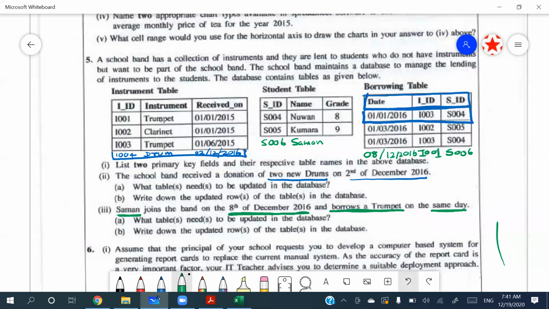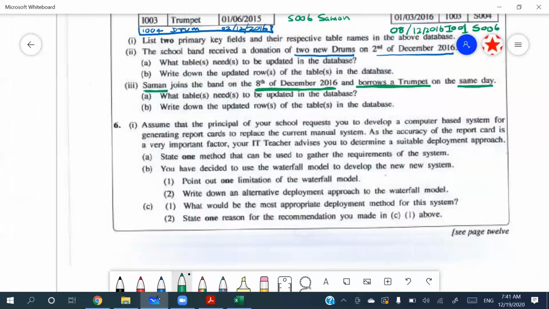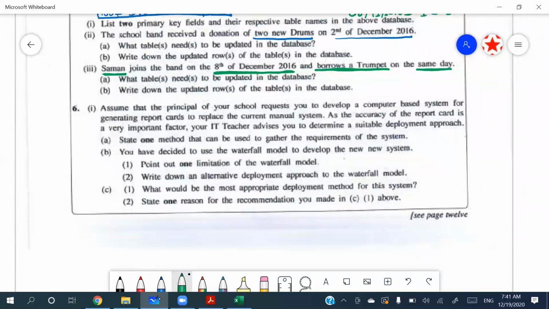Right. So moving to the 6th question. Assume that the principal of your school... So has anyone done the 6th question? Yes, people, anyone? Okay, Natas, let's go with it.